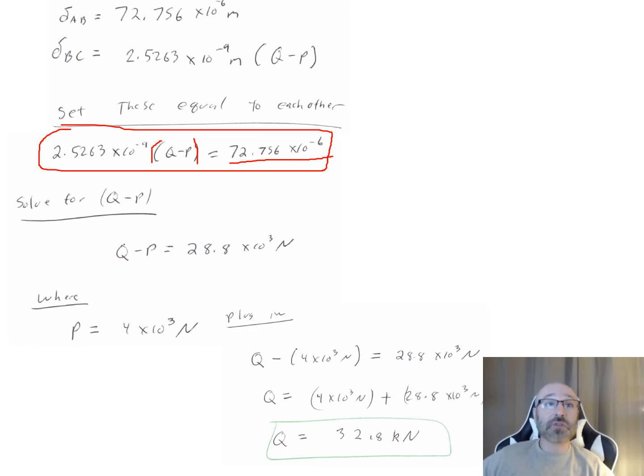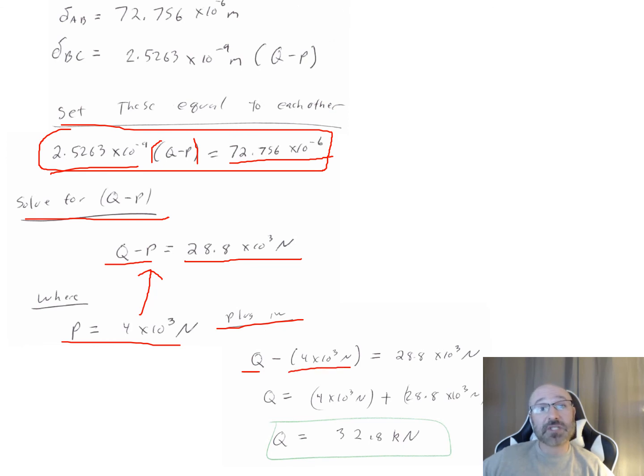We can solve this for Q now. Solving for Q minus P, we divide over and leave this by itself. We do out our math here, and Q minus P is 28.8 times 10 to the third newtons. Well, the problem statement gives us our value for P, so now we can plug that in. It's one equation, one unknown at this point. Q minus our value for P, which is 4 times 10 to the third newtons, is equal to 28.8 times 10 to the positive third newtons.